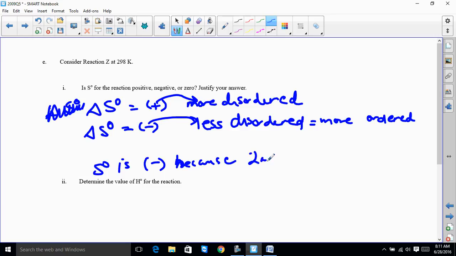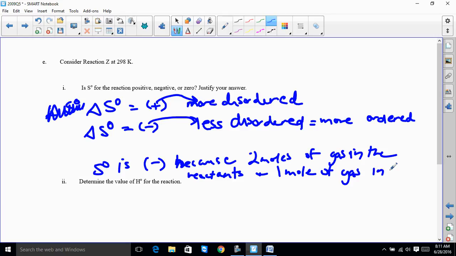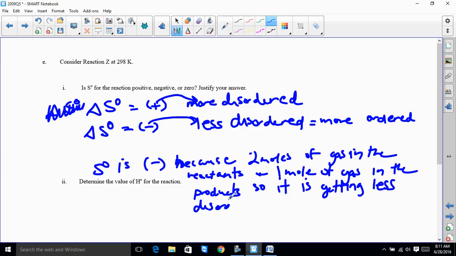So delta S is negative, because this is what justify your answer is: 2 moles of gas in the reactants. I'm not so good writing with this. And 1 mole of gas in the products. So it is getting less disordered. Less disordered means negative.